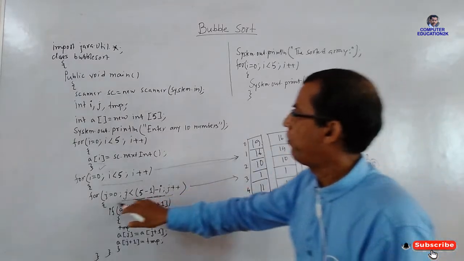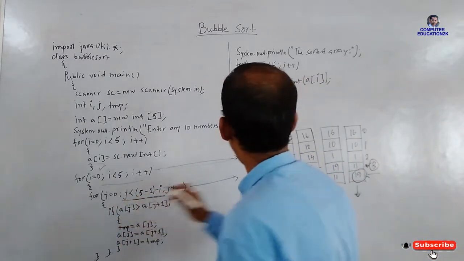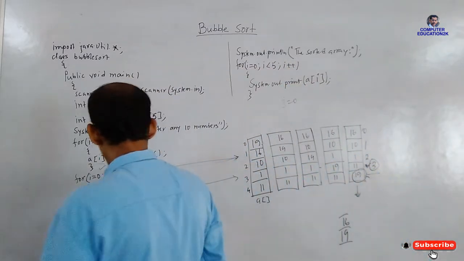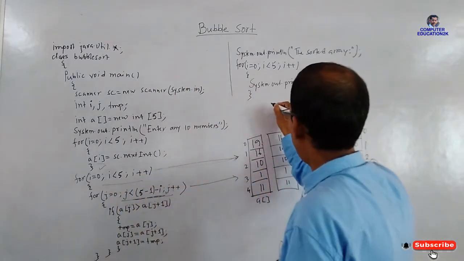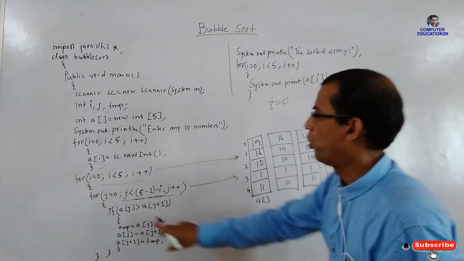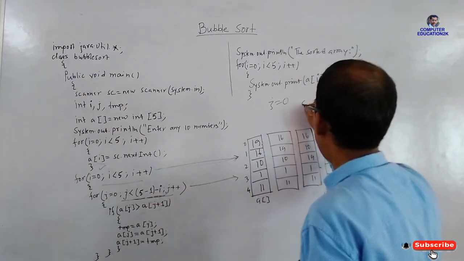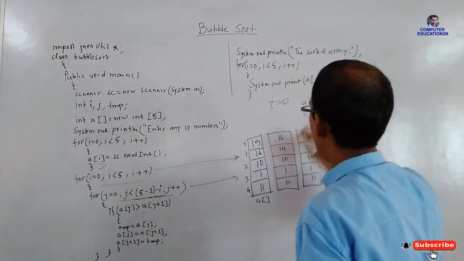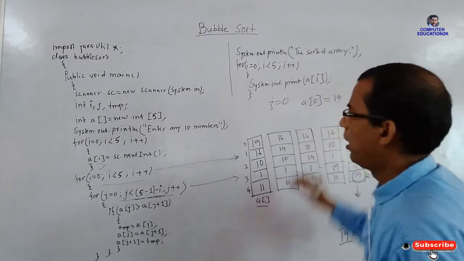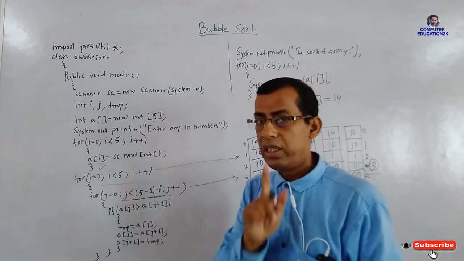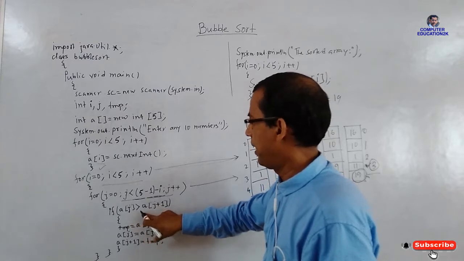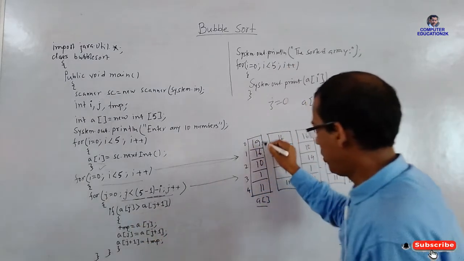First time, what is the value of j? You can see here the value of j first time is 0. So a of 0. What do you have in a of 0? This is the array A, 19. A of j plus 1, j is 0. Keep in mind, a of j greater than a of j plus 1. We are comparing these two values.